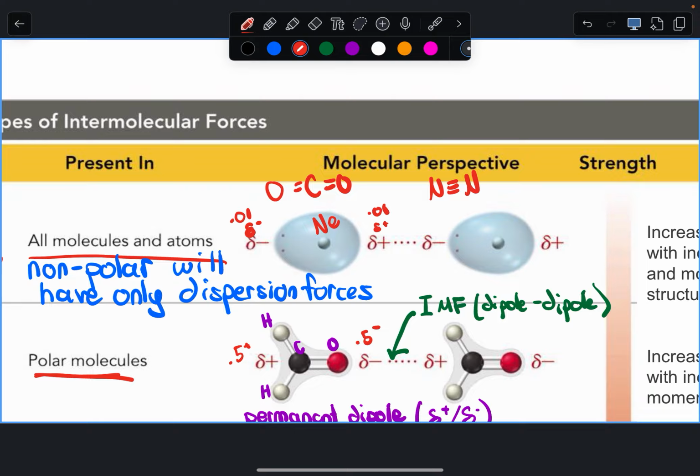Don't forget, all molecules actually have this going on because they all have electrons. So the electrons can always shift. But it's most obvious in things that are nonpolar because that's the only force that's holding them together.